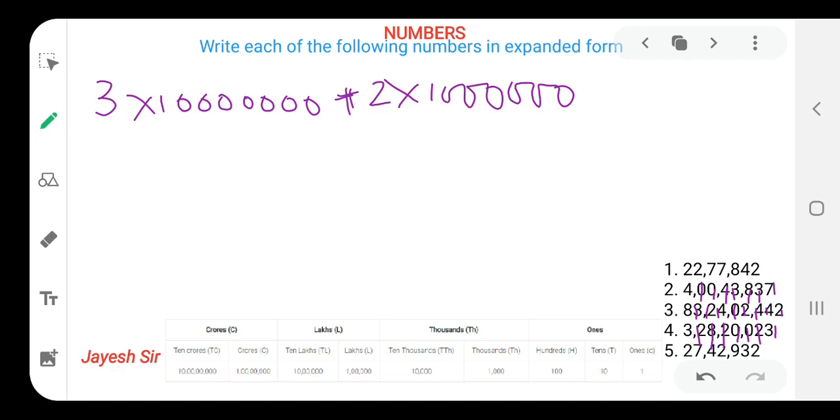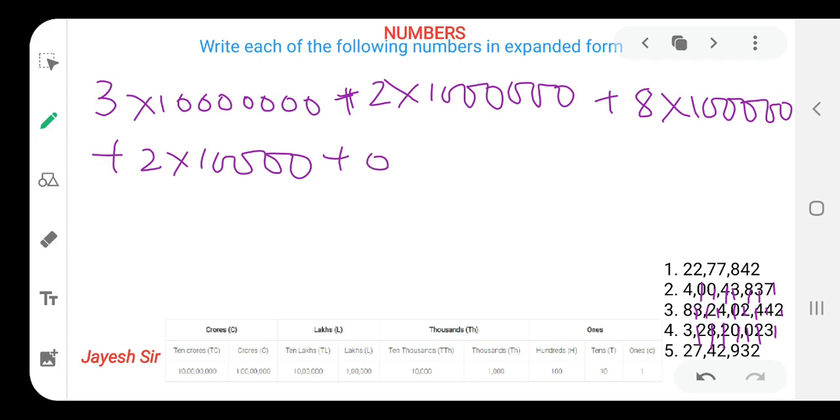Now 8 it is there. 8 should be multiplied with how many zeros? 5 zeros. 1, 2, 3, 4 and 5 zeros I have written. Now what is to be there? 2 is there. So 2 should be multiplied with 4 zeros.